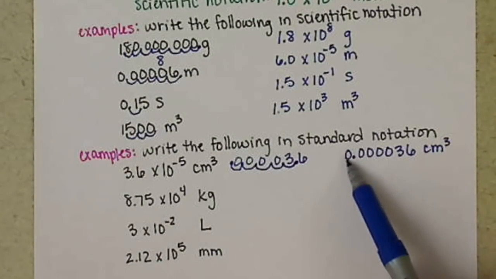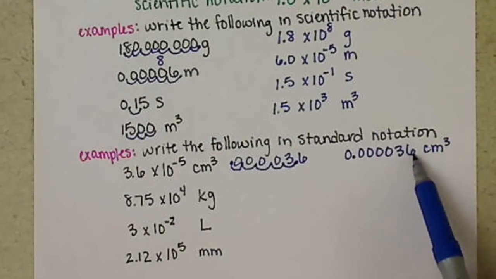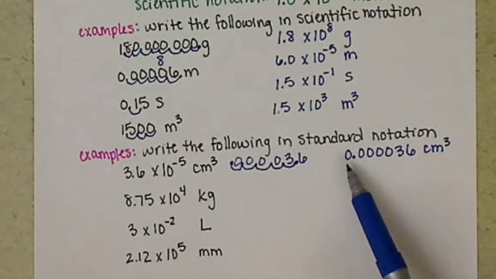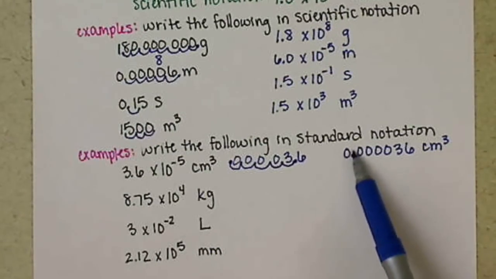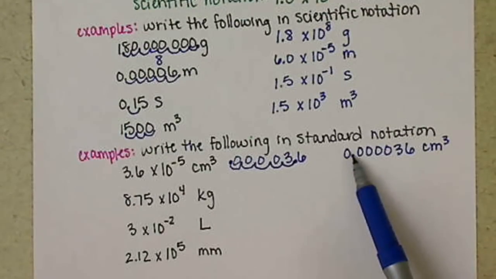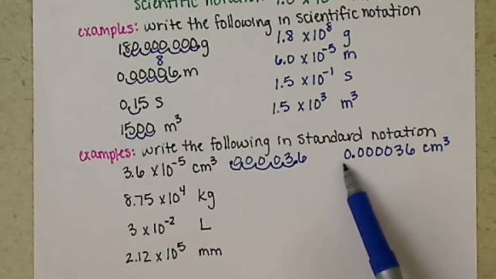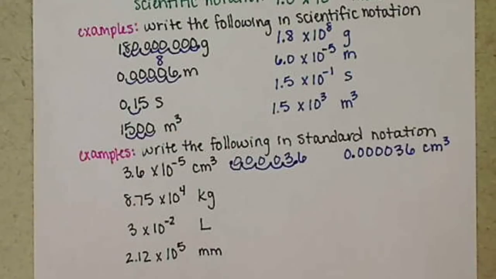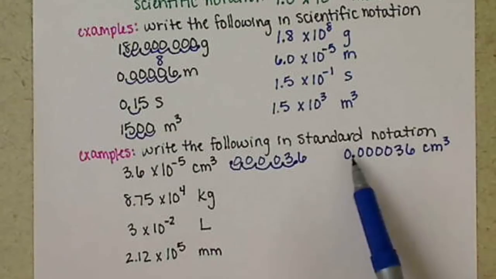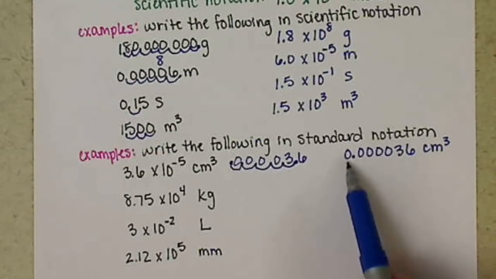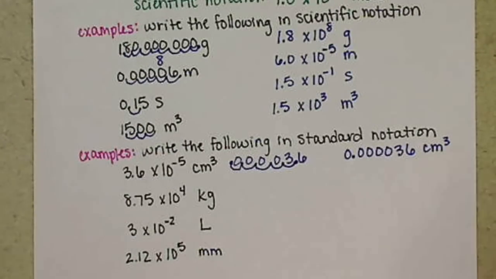And so we'd have 0.000036 centimeters cubed. Now in science and in chemistry, it is standard to include the 0 out in front of the decimal. That establishes where this decimal is, and it's just common practice to include the 0 out in front. Now it's not technically incorrect if you leave that 0 off, but again, it is just kind of the standard way of how we write numbers in chemistry.